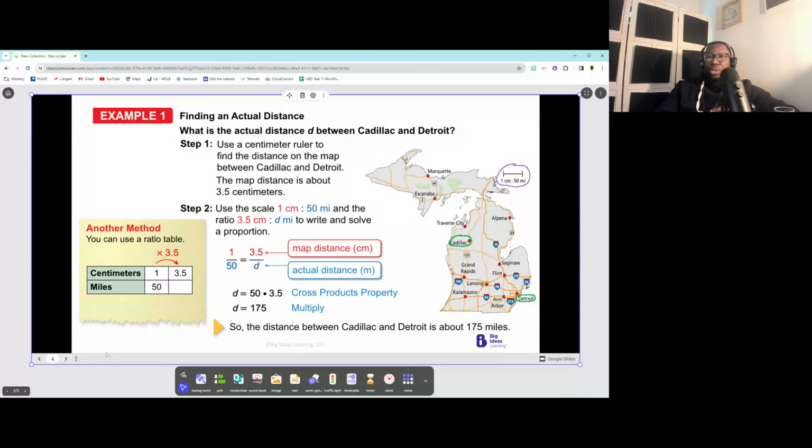As we see here, we use cross products. If you're a kiddo who would rather use a table to figure out what the missing value is, you could do that as well. We're multiplying by 3.5. 50 times 3.5, as we just saw, is equal to 175. Great. Let's take a look at example number 2.